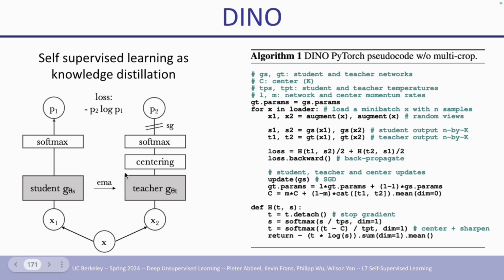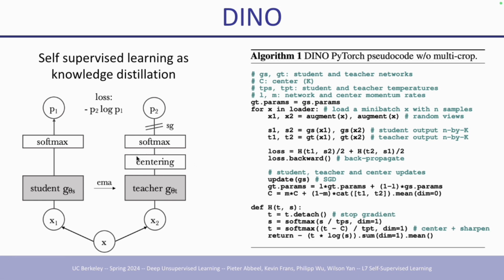And we're going to apply this. We'll ignore the centering part for now, but then we'll produce some distribution. And then we want to try to match those distributions as with the knowledge distillation. So here again, just like with BYOL, we have nothing really to prevent collapse. And that's where the centering part comes in.